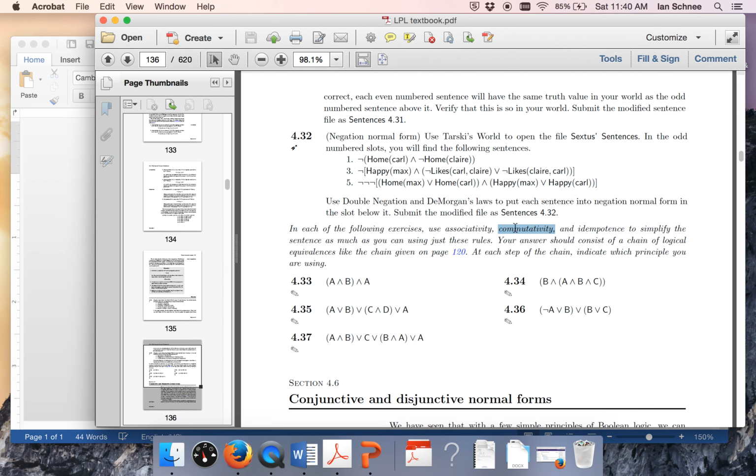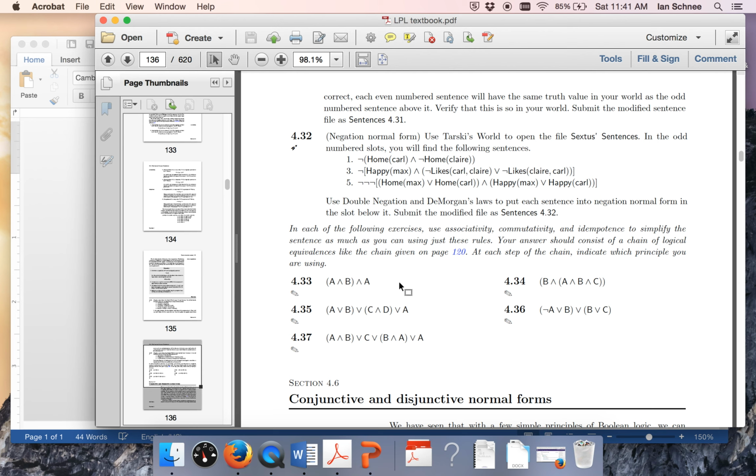Commutativity, by contrast, the root word here is commute. Like when you commute to campus, you travel from one place to another. So moving formulas around inside this complex formula is commuting, and grouping them in different ways is associating. So associativity for grouping, commutativity for moving. Idempotence, I have no mnemonic for this. That's just the bizarre word that nobody really knows except logicians for dropping redundancies.